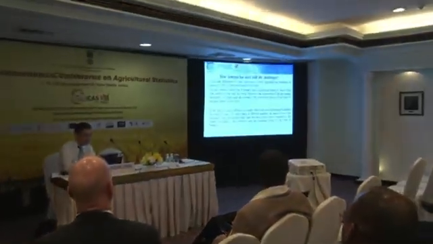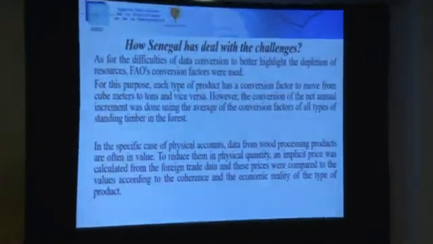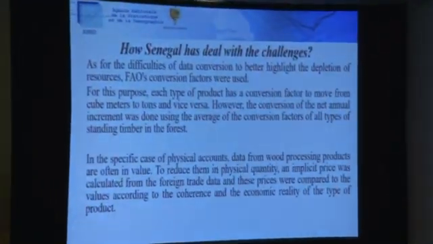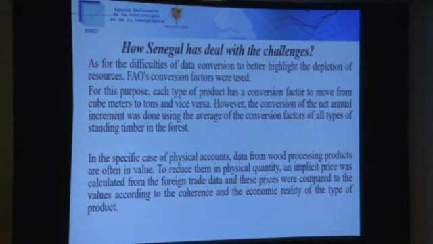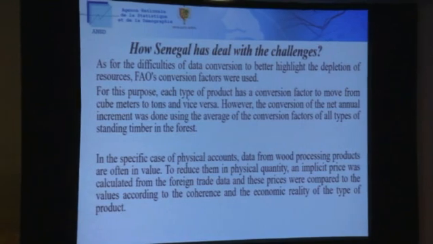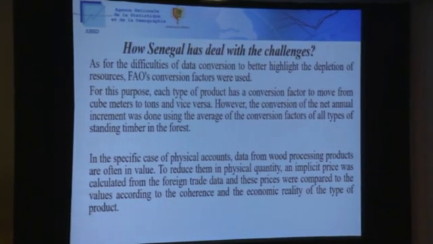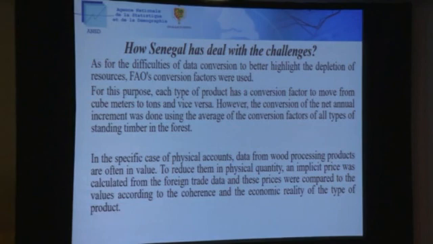As for the difficulties of data conversion, to better highlight the depletion of resources, FAO conversion factors were used. For this purpose, each type of product has a conversion factor to move from cubic meters to tons and vice versa. However, the conversion of the net annual increment was done using the average of the conversion factors of all types of standing timber in the forest.